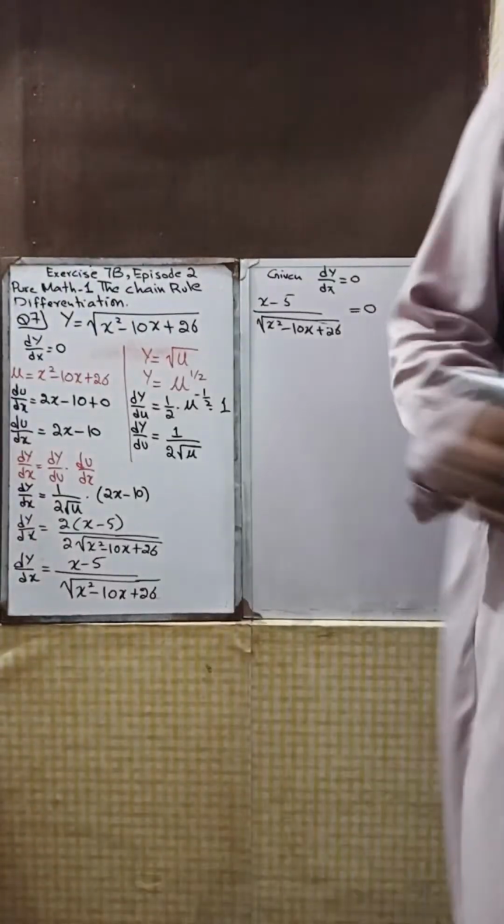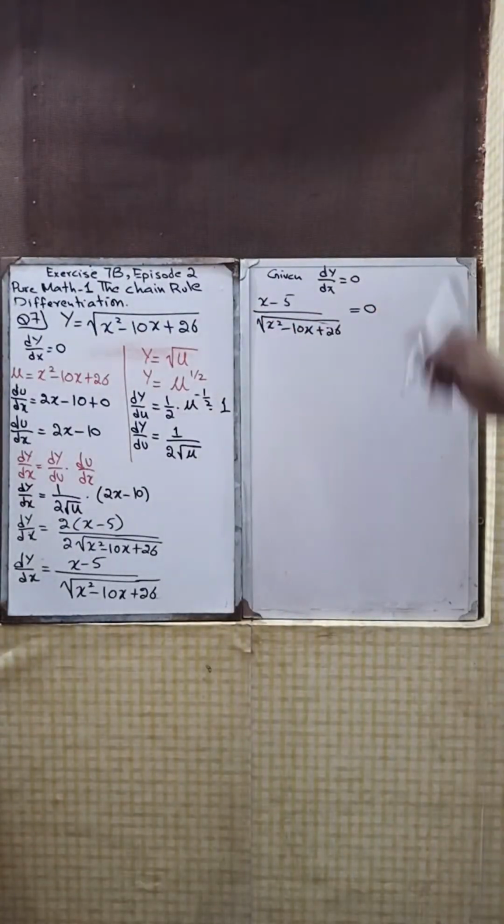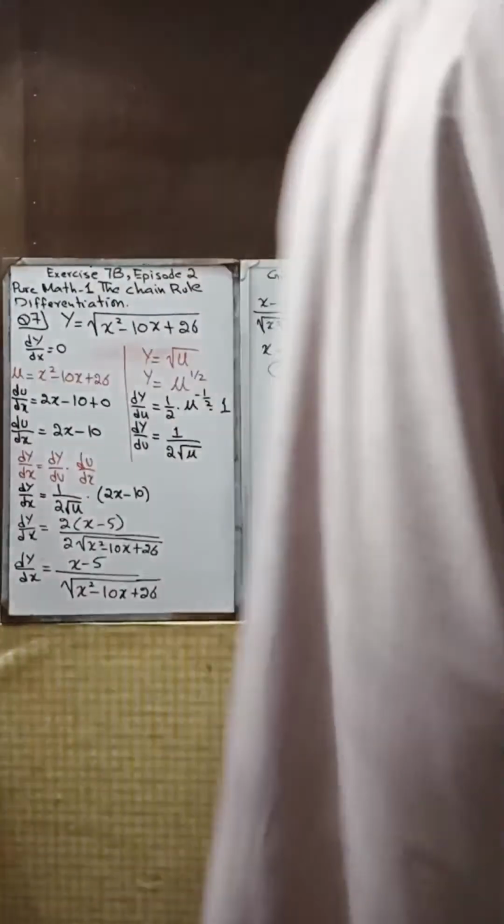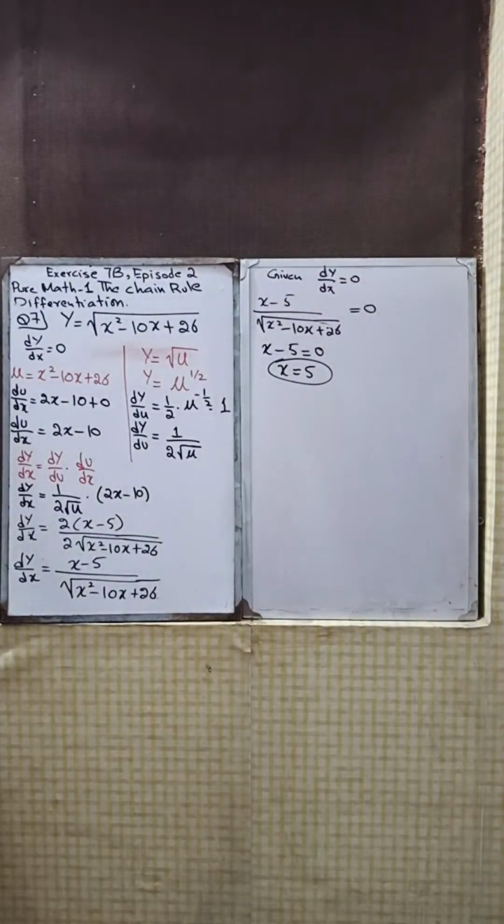And now you see this denominator, when it goes to the other side and multiplies with 0, this thing will become 0. So you are left with x minus 5 is equal to 0. So x will be equal to 5. Now I know the x coordinate of that point where the gradient of that curve is 0. Now I will put this x value into the original curve and I will be able to find its y coordinate at that point.